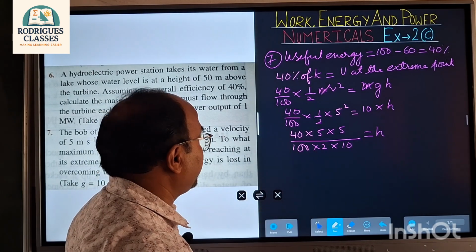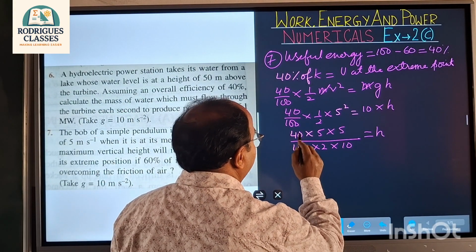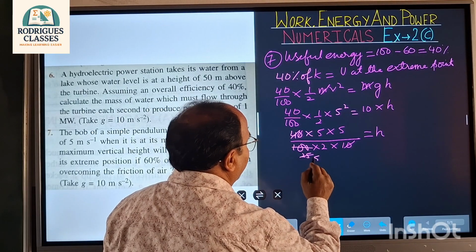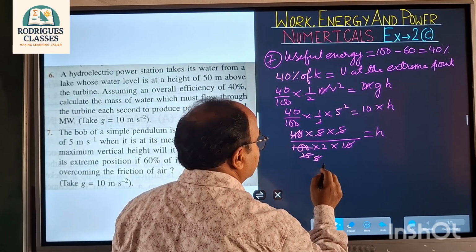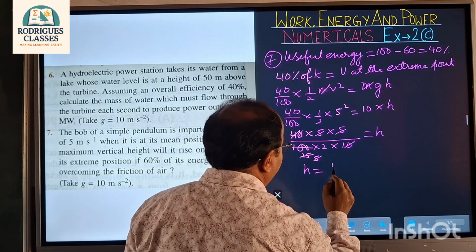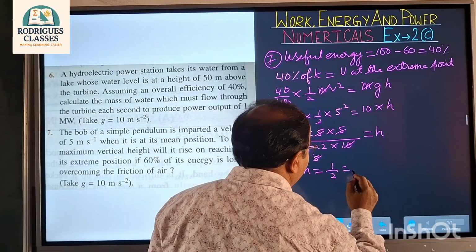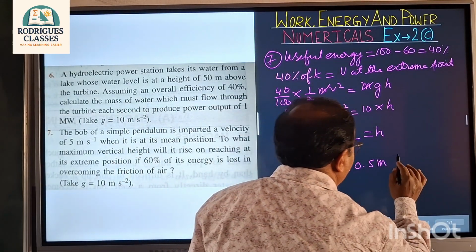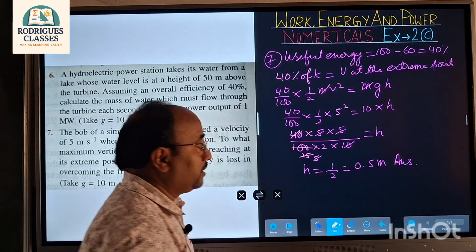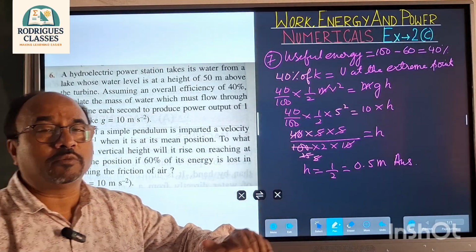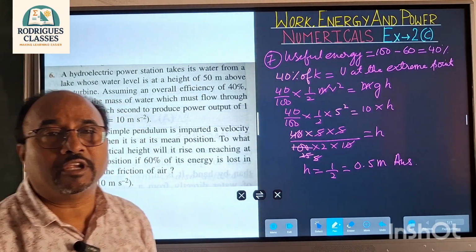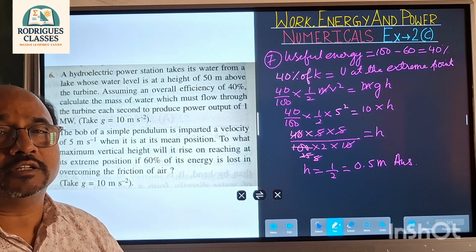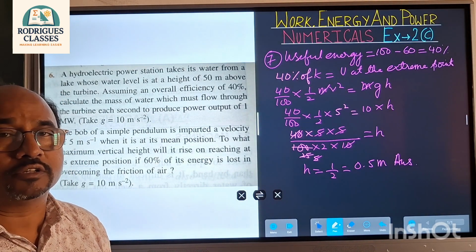So let us calculate it out. If I cancel this 0, 4 25s are 5 5s are, this is cancelled, this is cancelled. So you are left with h is equal to 1 by 2, that is equal to 0.5 meter. So this is your answer. It means at the extreme point, the height from the mean position will be 0.5 meter. So relate it with the useful energy which is given in the question.